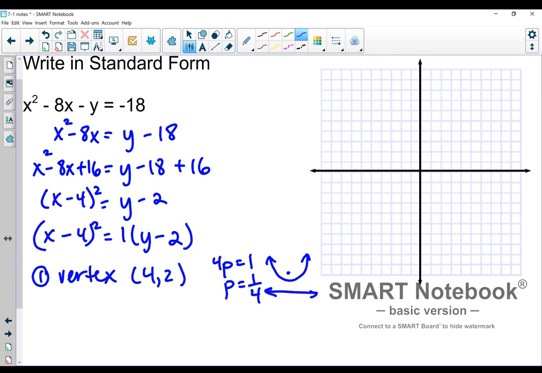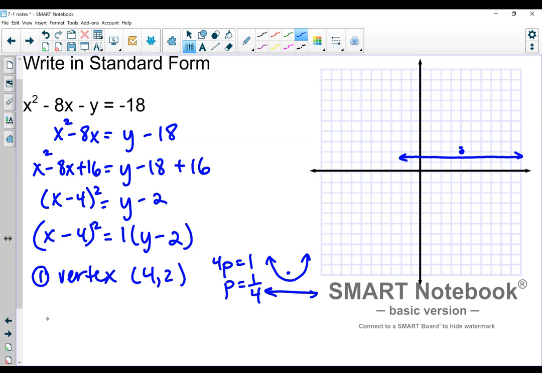So let's go ahead and do this. So (4, 2). And then my focus is 1/4 of a unit up. And my directrix is 1/4 of a unit down. So I know it doesn't really look like 1/4. It looks more like 1/2 there.